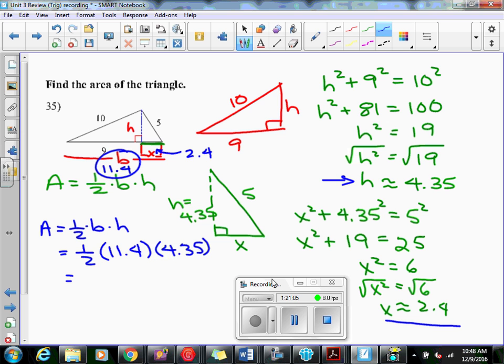It doesn't matter whether it's 1/2 the base or 1/2 the height. It's 1/2 of the whole thing. So it's 1/2 times base times height, or 4.35 times 11.4. So it's going to be base times height divided by 2. It's the same thing.